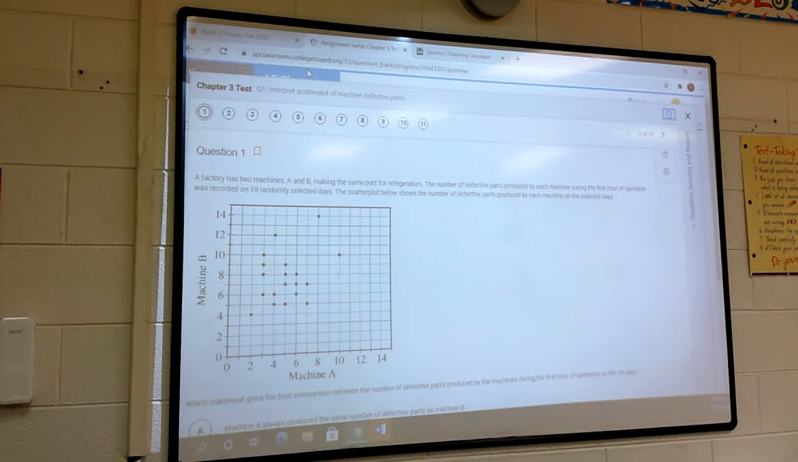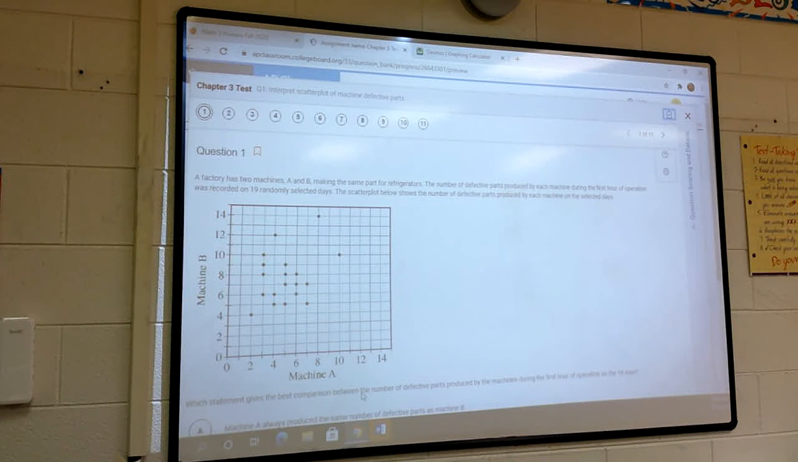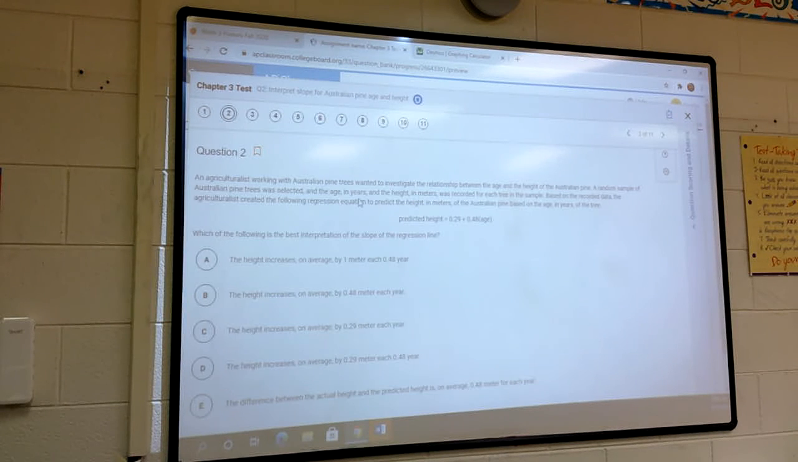Okay, so it asks which statement gives the best comparison about the number of defective parts produced by the machines. So you're just going to read through those and kind of eliminate using the scatter plot.